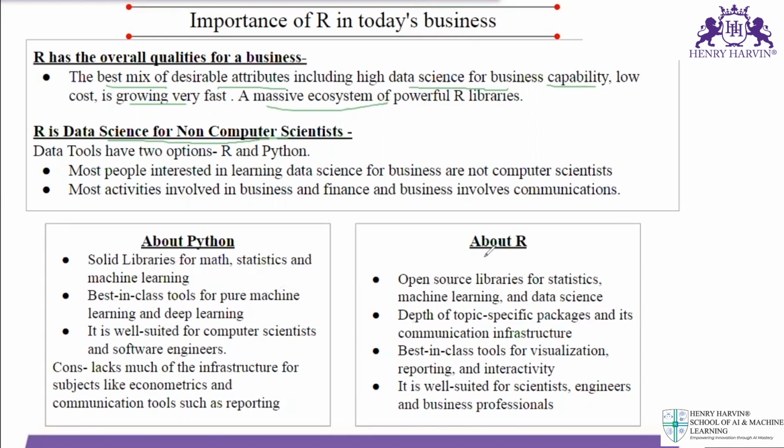Whereas R, if we talk about R, has open source libraries for statistics, machine learning, and data science. It has depth of topics, specific packages, and a communications infrastructure. It is a best-in-class tool for visualization, reporting, and interactivity. It is well suited for scientists, engineers, and business professionals. There is a con to Python: it lacks much of the infrastructure for subjects like econometrics and communication tools such as reporting, which can easily be done in R.